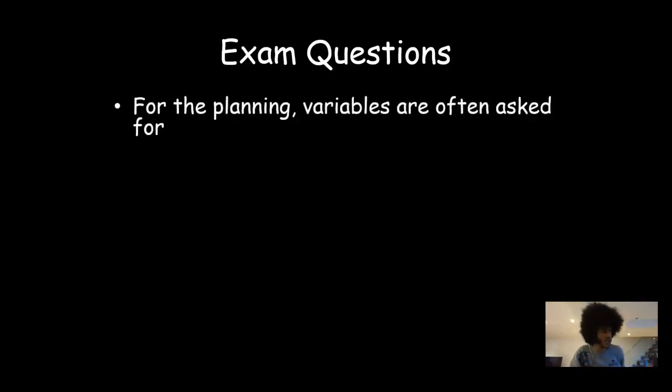Okay, now in terms of planning and exam questions, there's basically 3 areas. After looking at all the questions available, there are 3 types of questions you might get. The first type of question is asking for variables. So I'll ask you what's the independent, the dependent, and the control variable.